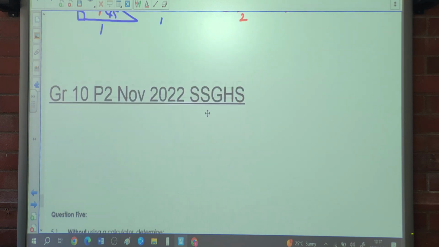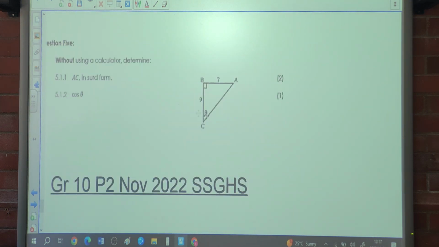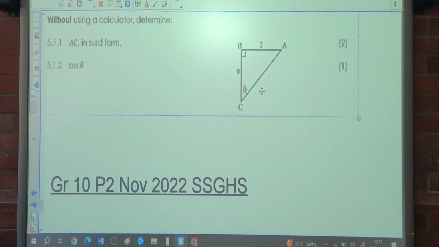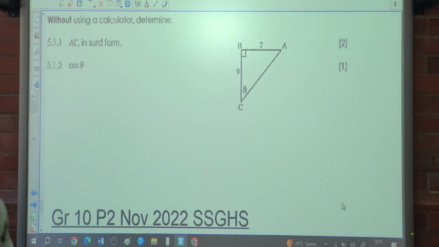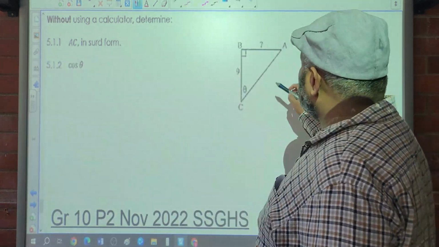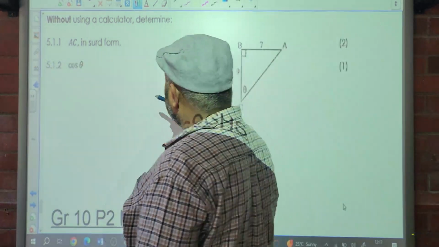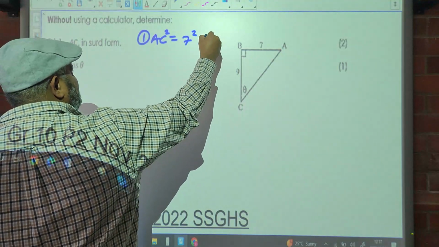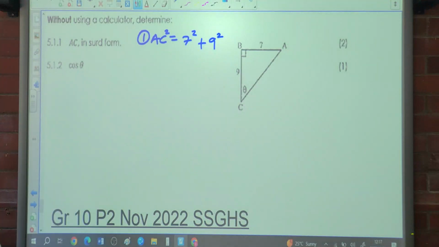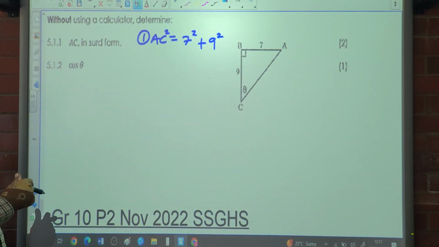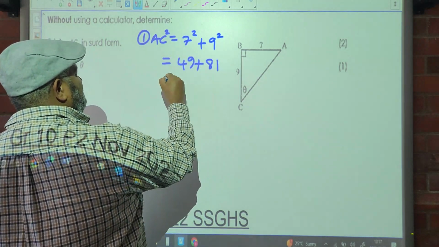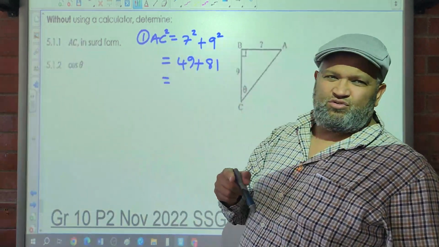Okay. Let's carry on. Now we're looking at question 5. Question 5, we are told without using a calculator determine AC in surd form. Now you're going to calculate AC by using Pythagoras. So AC squared is equal to 7 squared plus 9 squared. Do I need a reason here? No. When do I need a reason for Pythagoras? Geometry, Euclidean geometry. So of course that's 49. This is 81. Or also when they ask you to give a reason.